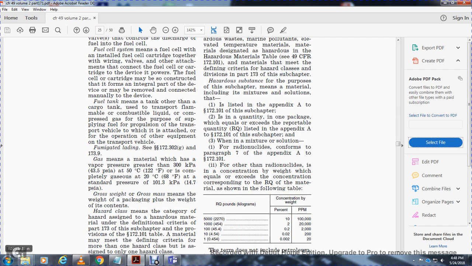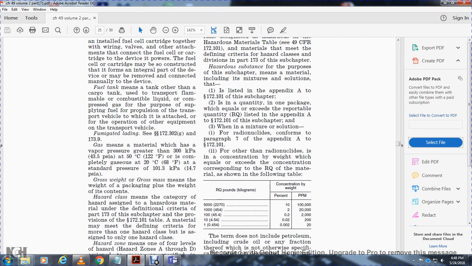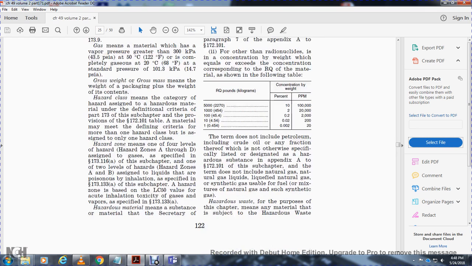contents. Hazard class means the category of hazard assigned to the hazardous material under the definitional criteria of part 173 of the subchapter and the provision 172.101 table. The material may meet the defined criteria of more than one hazard class, but it is assigned only one class of hazard. Hazard zone means one of four levels of hazard, zone A through D, assigned with the gases specified in 173.116A, with the subchapter 1 with the two levels of hazard zone, A and B, assigned with liquids that are poisonous by inhalation as specified in 173.133A. Subchapter hazard zone is based on the LC50 value, with the acute inhalation toxic with the gas or vapor specified in 173.133A.